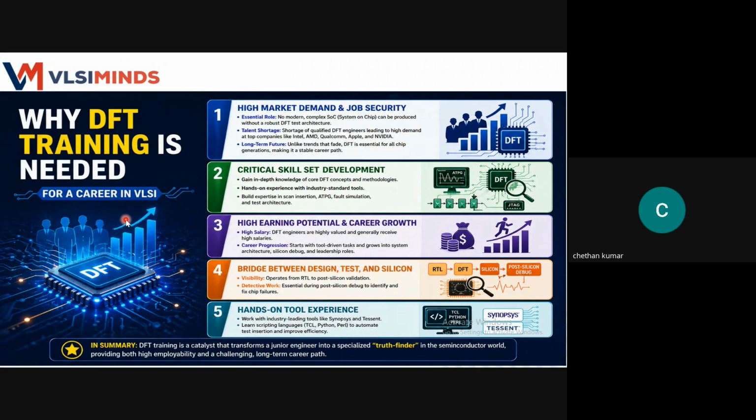So as we all know, in the market there is very high demand for DFT, meaning VLSI engineers, especially. As we are moving towards lower technology nodes, the complexity of the designs is increasing. So the requirement for solving the DFT challenges is increasing. The skilled DFT engineers available right now in the market with a proper DFT skill set are few.